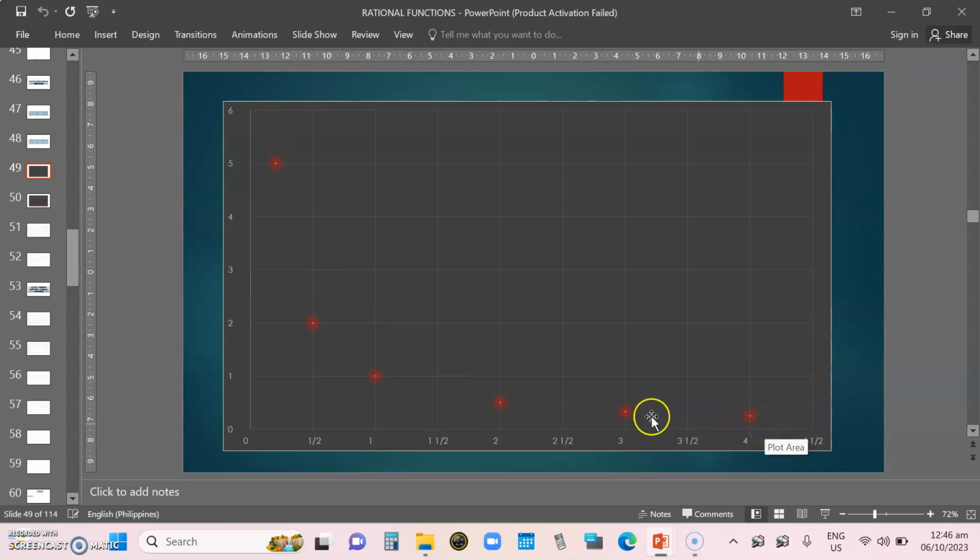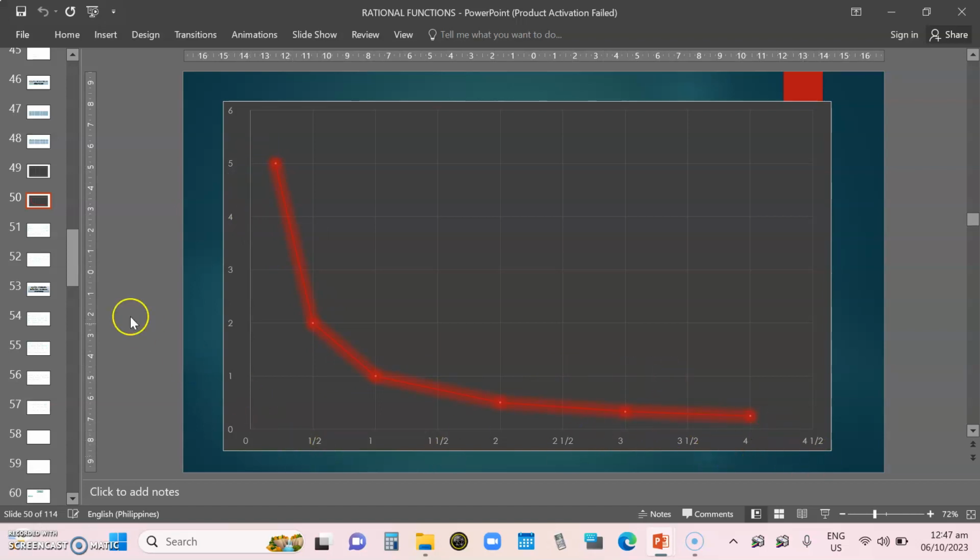This is just a plot. If we connect a line, this is how our function f of x equals 1 over x looks like. So, can anyone describe the graph of a rational function? What did you notice? Aside from x being all positive, y is also all positive. If we put a line, what did you notice about the x? It does not touch the x-axis.